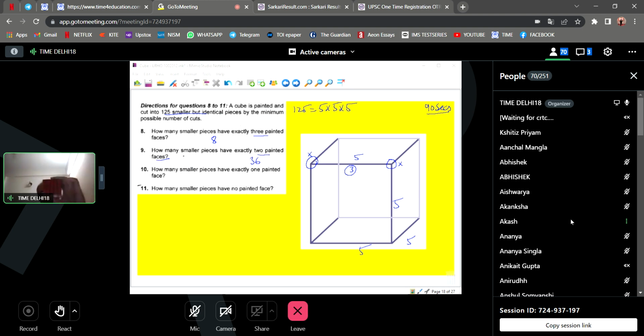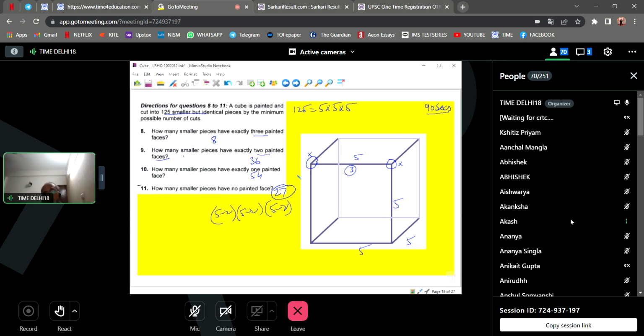See, how many? On this face, how many are 1 painted? 3 by 3, 9. On one face, 9. So on 6 faces, how many? 54. On the last one, 5 minus 2 into 5 minus 2 into 5 minus 2. How many? 27.